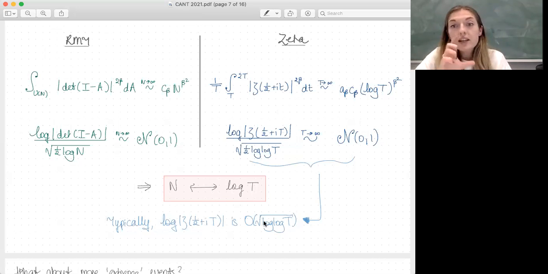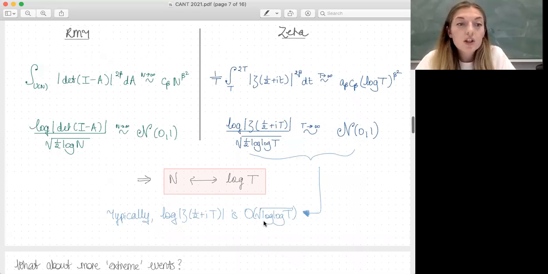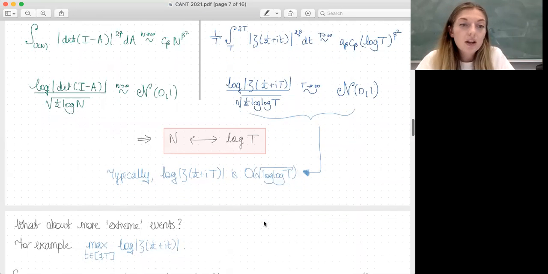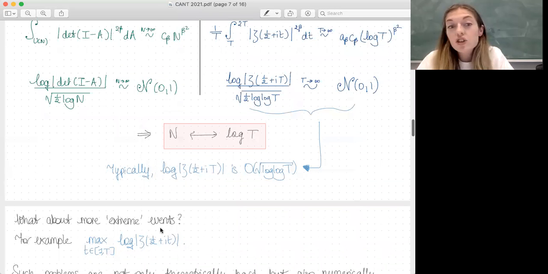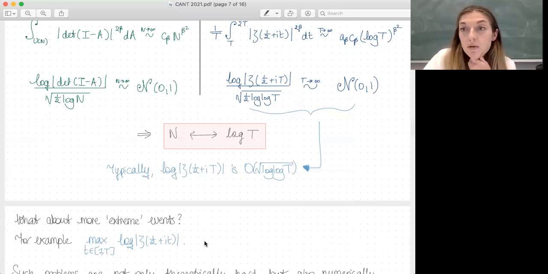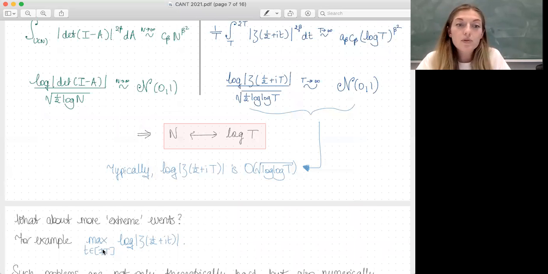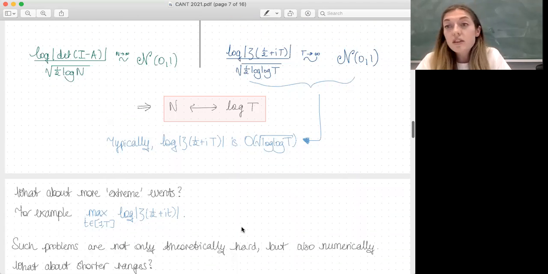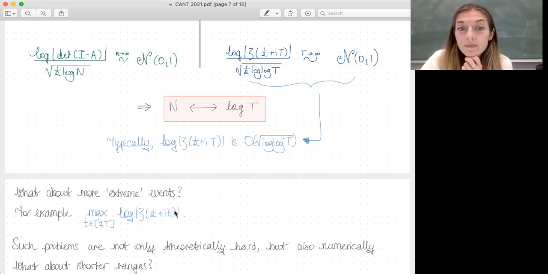This is the opposite question to what I was interested in at the start of the talk, because that was an extreme event. This is an on average event. So what about more extreme questions? For example, if you look through the literature, you might find the maximum in what I'm going to call a long range, because capital T, this height, is typically very big. This is a long range maximum. It has been studied, but such problems are actually theoretically very difficult. In fact, as a community, there's no necessary consensus on what this maximum should be.